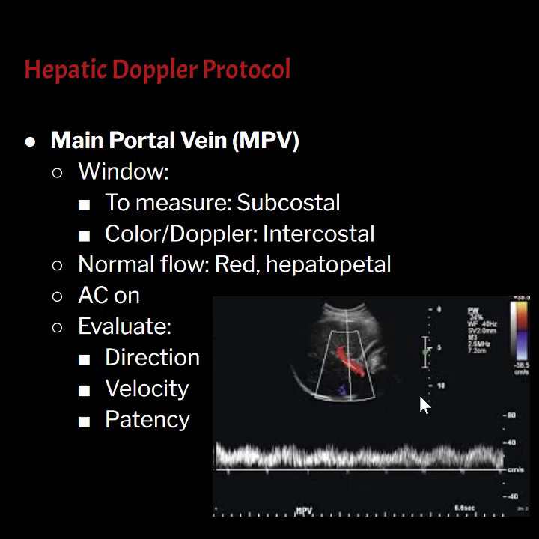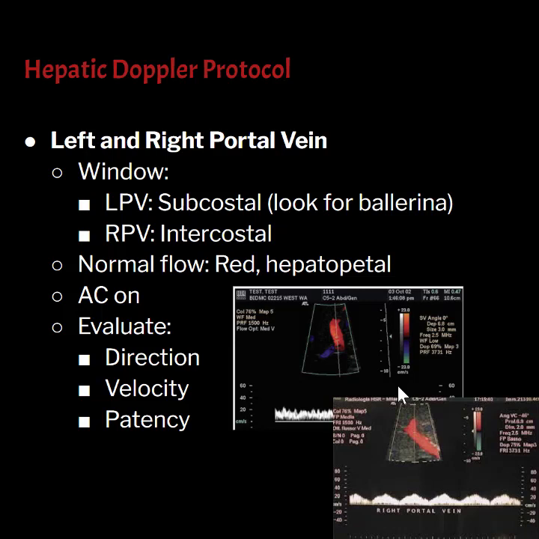When we want to use color and Doppler on the portal vein, we are going to switch to an intercostal position. When you put the color on the main portal vein, we expect it to be red or hepatopetal. You will want to turn on your angle correct for this interrogation because we will be measuring the velocity as well as evaluating for patency and direction. In the image here, we can see the main portal vein is being interrogated. We've got our less than 60-degree angle through here. We are just outside of the liver in the main portal vein, and we are showing normal above the baseline hepatopetal flow.